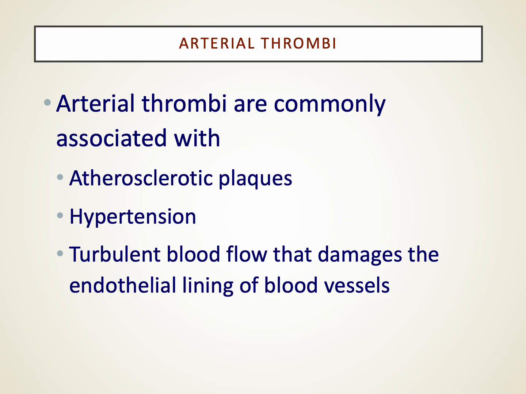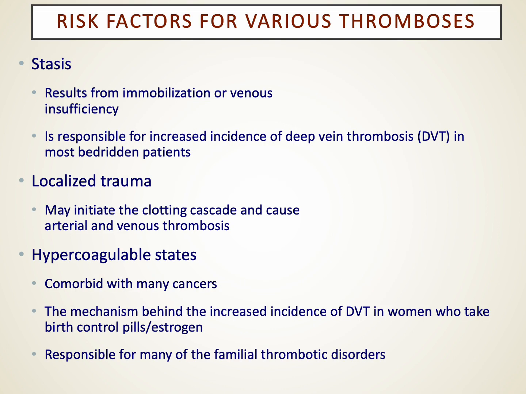So one of the things we need to consider is what the nature of a thrombotic event is. So one of the things, for example, is if a patient has a thrombus in the arterial system, typically those are associated with atherosclerotic plaques, sometimes in conjunction with a patient who has concurrent hypertension and or has turbulent blood flow around an epithelial lining of blood vessels or maybe in the heart itself, for example.